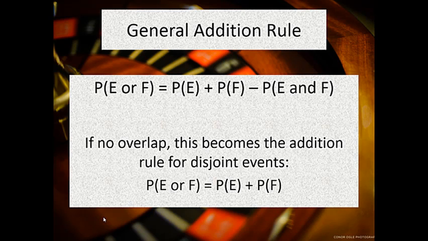This gives the general addition rule. To get the probability of at least one event, you add the 2 probabilities and subtract out the overlap. Notice that if the events do not overlap, we can use a simpler formula here.